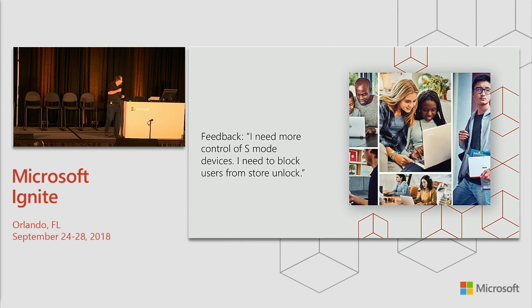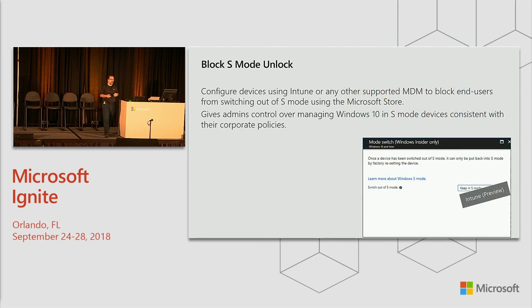Here's some more feedback. I need more control of S mode devices. I need to block users from store unlock. I didn't see that coming, but it's there. One of the reasons why a lot of our customers wanted to try S mode is they wanted to give a user something that they could have complete control over. And so that way they could rest assured that, okay, I may own the box, but I'm still limited as to what I can do. But what were the users doing? They were going into the store and unlocking it into actual Pro. So what we've done is we have created a way to go in and block S mode unlock through Intune, coming down through an MDM policy as well.